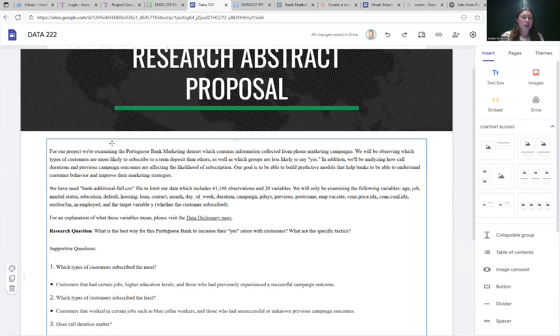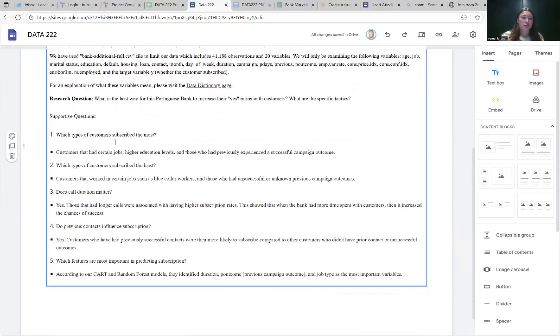Now here you'll see we have our main research question, which is the best way for this Portuguese bank to increase their yes ratio with specific customers. And that is what we'll also be assessing throughout our website.